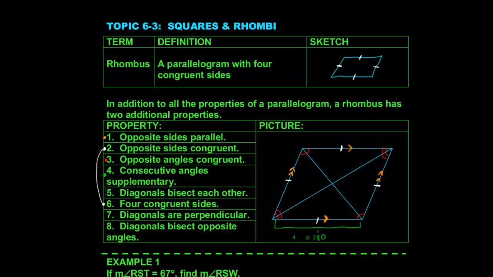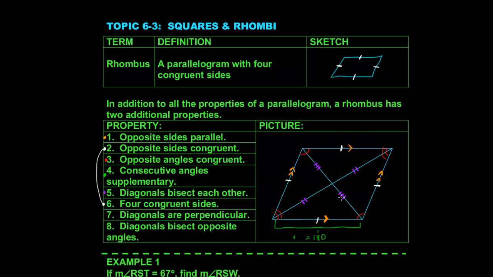Our diagonals bisect each other, but it's not the definition of a rectangle. So, these two will be congruent, and then these two will also be congruent, but only with each other. Alright, here we go. So we've got our number 6, four congruent sides already marked.